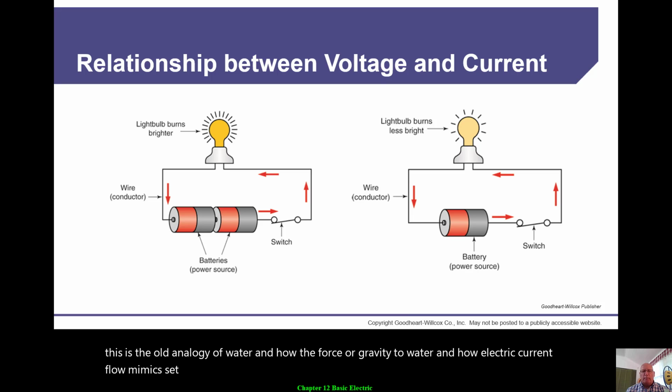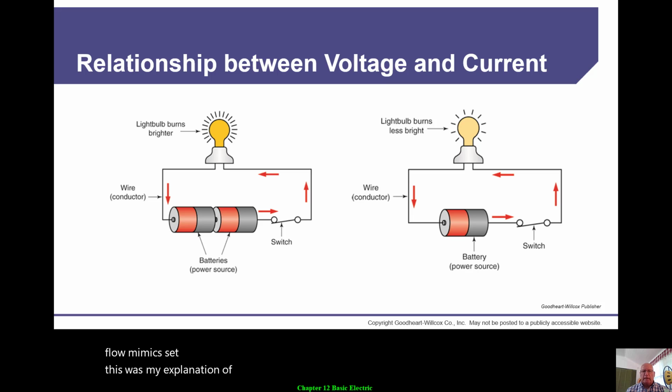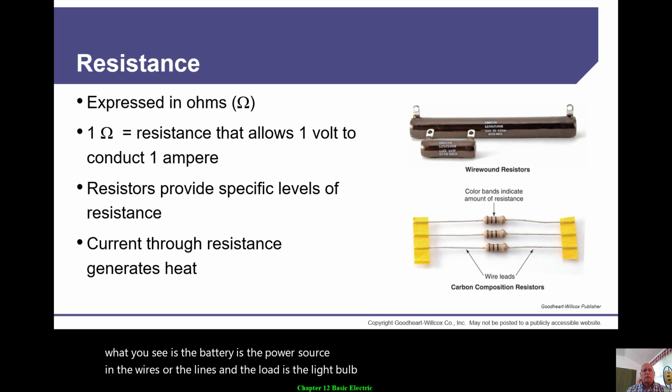This was my explanation of what makes a circuit. A circuit has 3 things: a power source, wires, and a load. What you see is the battery is the power source, the wires are the lines, and the load is the light bulb. Resistance, which is measured with the symbol omega there, is used to restrict the flow of current. And when it does that, the electricity is converted into heat.